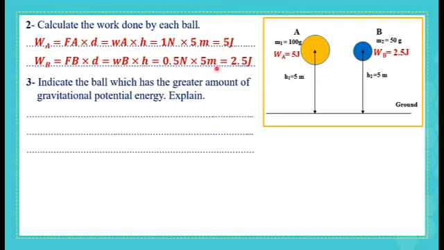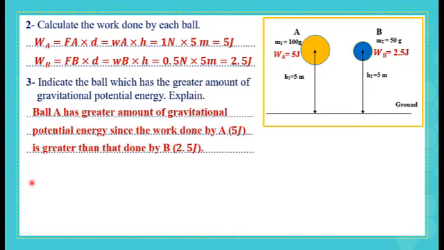Indicate the ball which had the greater amount of gravitational potential energy. Explain. The work done by A is 5 joules, while that of B is 2.5 joules. The more the work done, the more the potential energy. For that, ball A has a greater amount of gravitational potential energy, since the work done by A, 5 joules, is greater than that done by B, which is 2.5 joules.